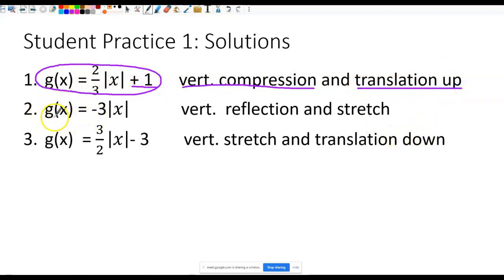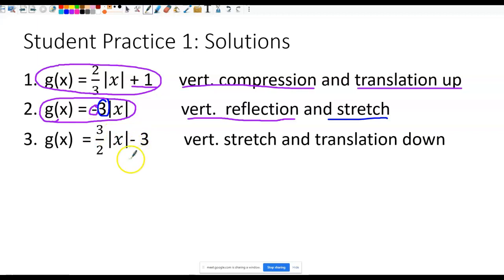For number 2, here's my equation. Now, believe it or not, number 2 has 2 transformations on it. Since it's negative, that's a reflection, a vertical reflection. And since the number after the negative is greater than 1, it's a stretch. So it's a vertical reflection and a vertical stretch.